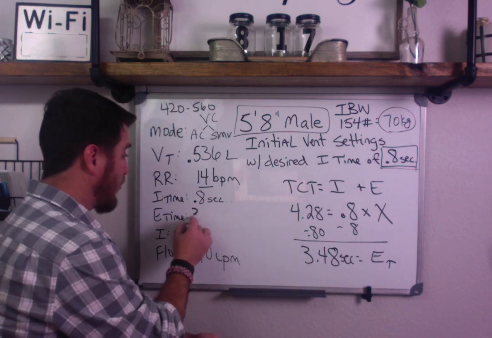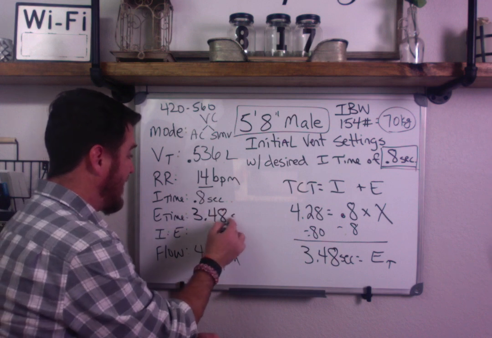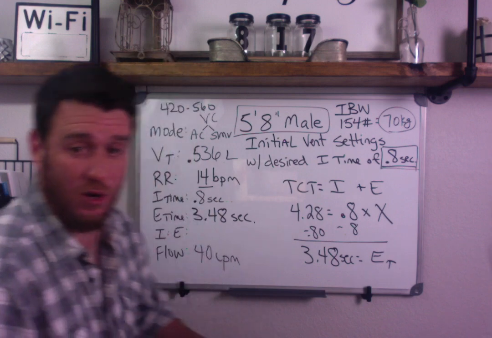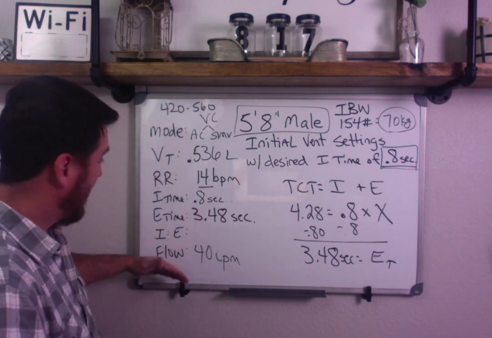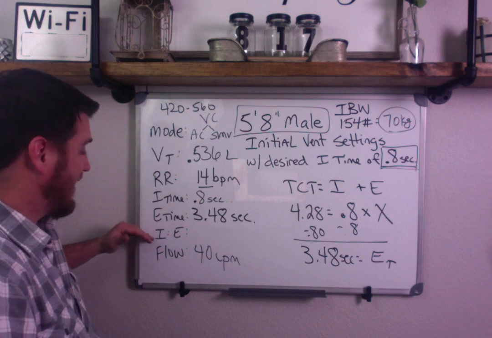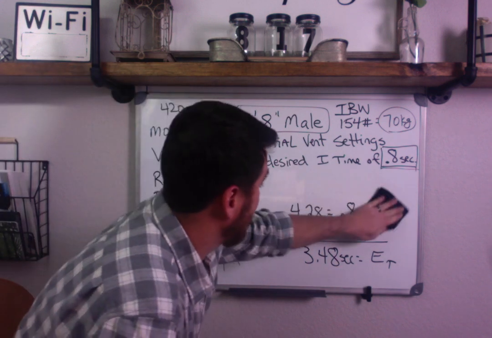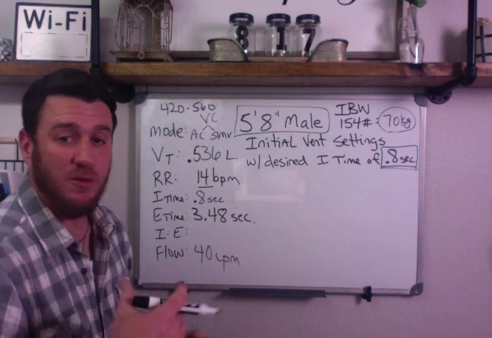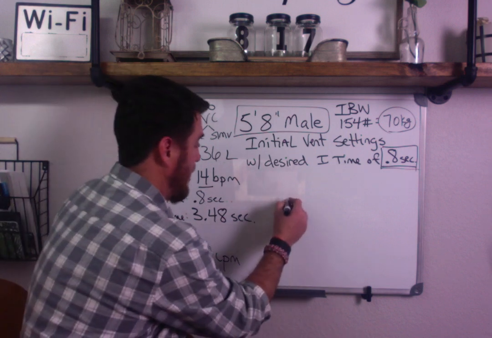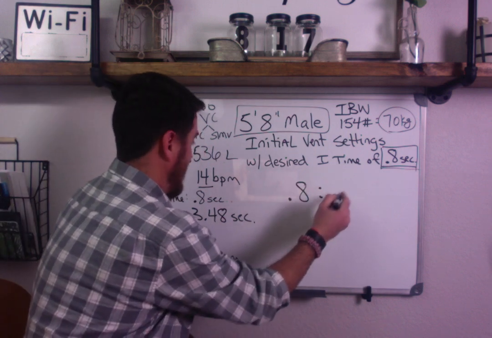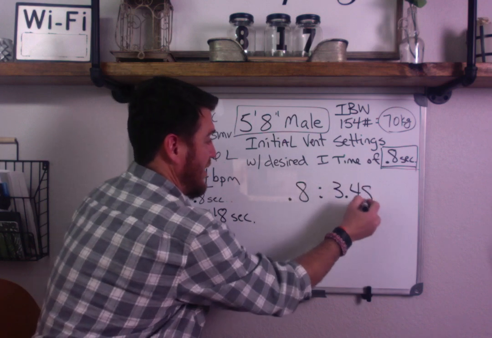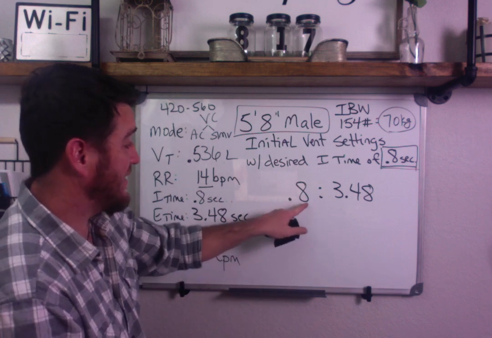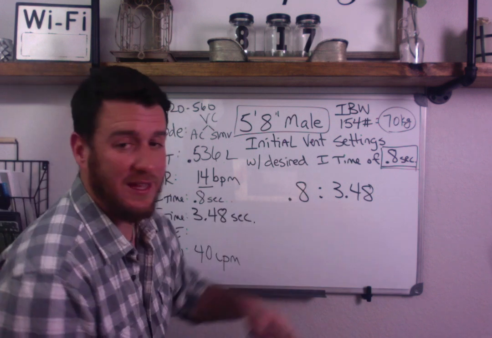So we put 3.48 seconds on our expiratory time. So you see how everything is coming together? Now we have one thing left to calculate, and that's our I to E ratio. Now when you calculate I to E ratio, you simply take your I time and your E time, and you put it in ratio format. So you say 0.8 to 3.48. And what this tells you is you're spending 0.8 seconds in I time and 3.48 seconds in E time.